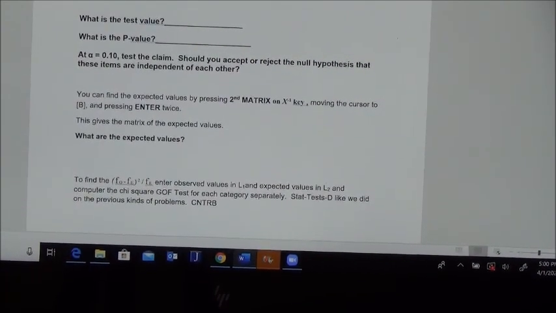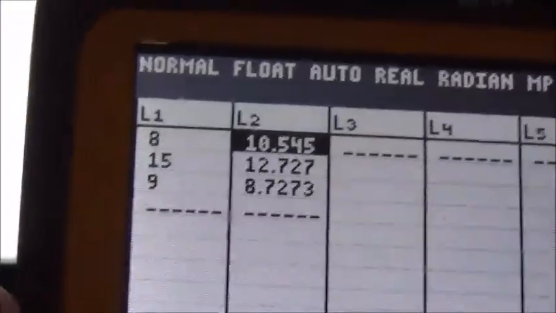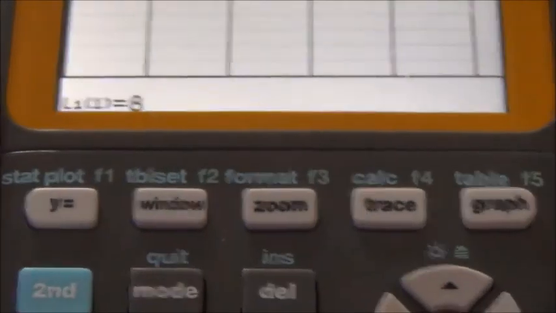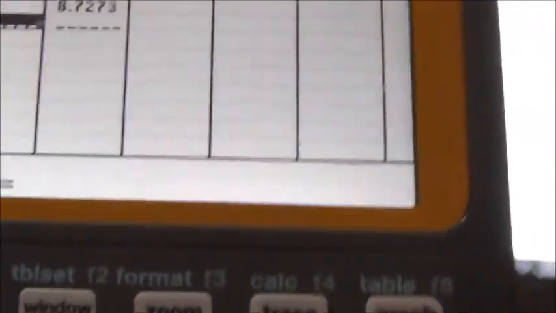Now we have to repeat that process a third time. So again, I'm going to hit stat. I am going to do number 1 to edit my lists. And I'm going to change my lists to 6, 8, and 7. And then I am going to do my expected frequencies that I wrote down.